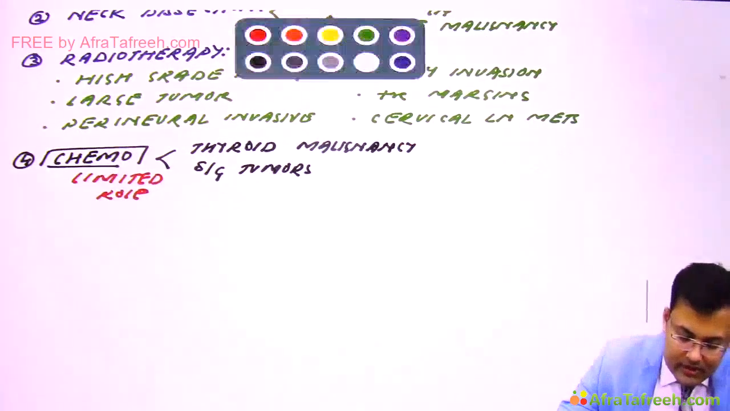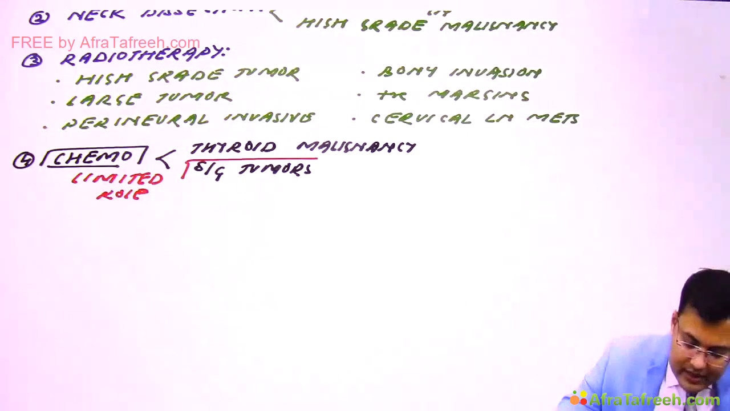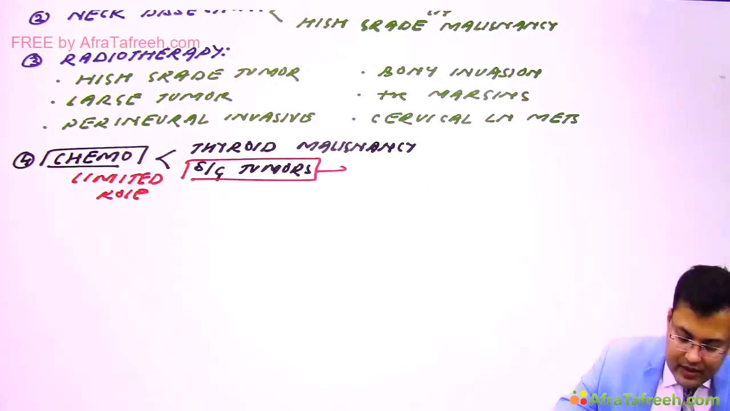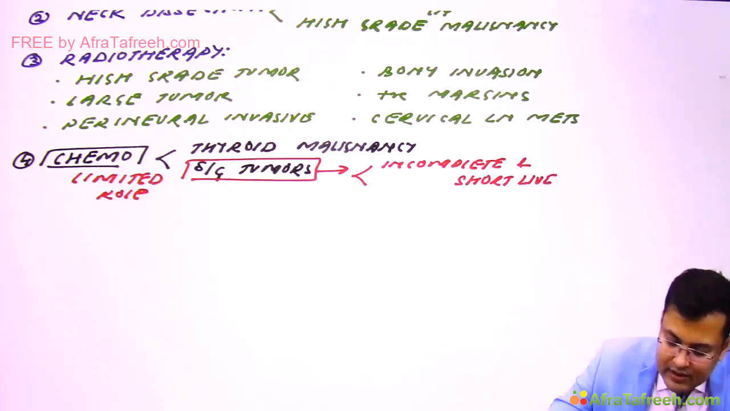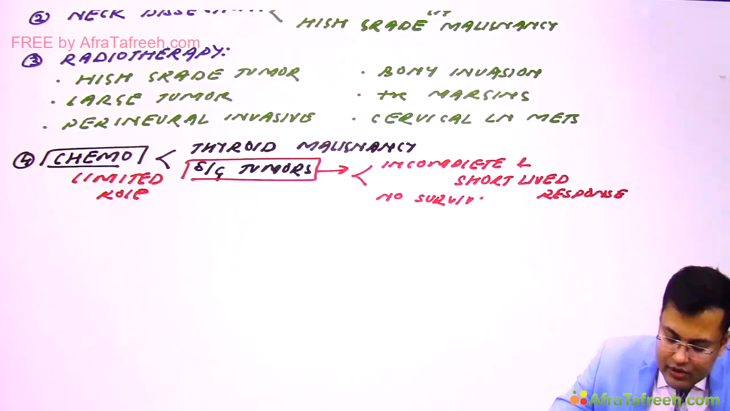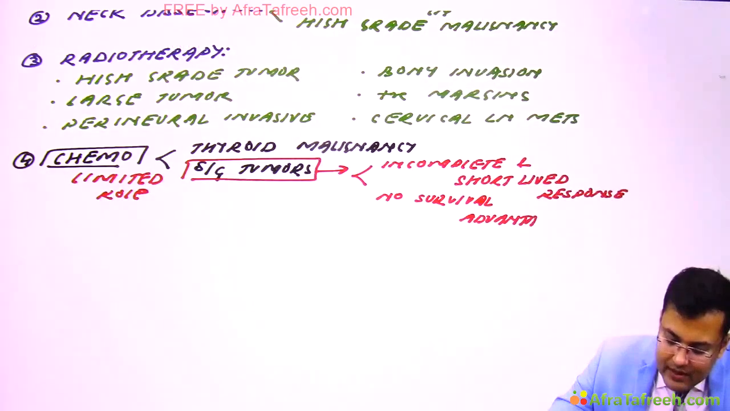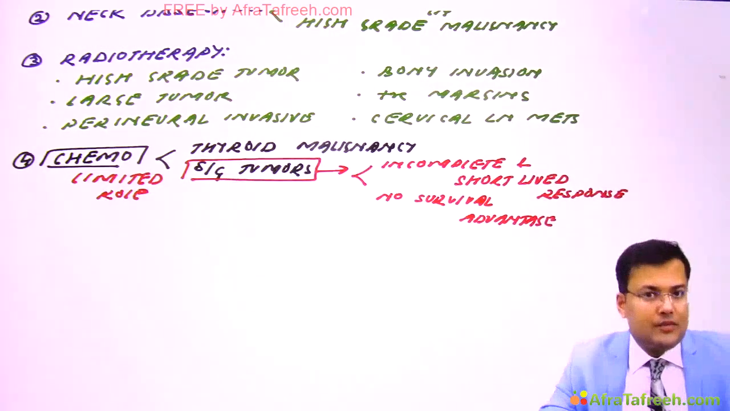So what's the problem here? Why are we not using it in salivary gland tumors? Chemotherapy has an incomplete and short-lived response. And if it is an incomplete and short-lived response, that's why there is no survival advantage. And if there is no survival advantage, we should not use it. Clear? So we don't use chemotherapy in salivary gland tumors, right?